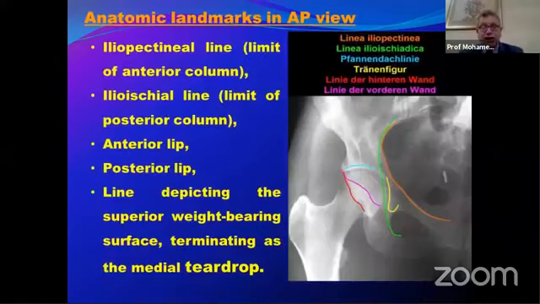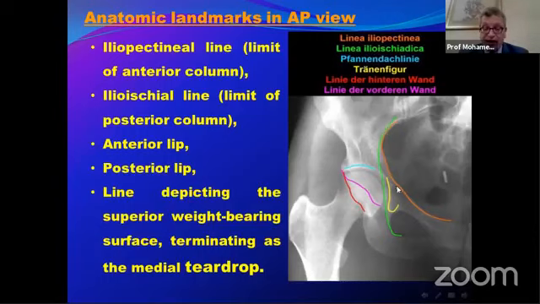The anatomical landmarks in anteroposterior view. I have to be oriented with the landmarks in the X-ray, so I can properly diagnose the type of fracture. What are the landmarks? It's very important. Number 1, the iliopectineal line of the anterior column. Number 2, the ilioischial line of the posterior column.